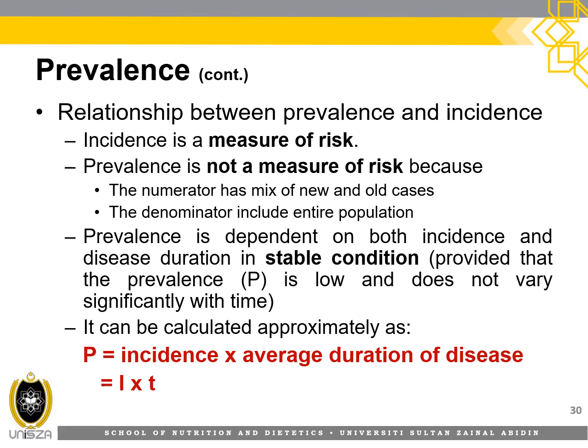However, prevalence is dependent on both incidence and disease duration in stable conditions, provided that the prevalence is low and does not vary significantly with time. So we can calculate prevalence from incidence by using this formula. Prevalence is equal to incidence times average duration of disease.